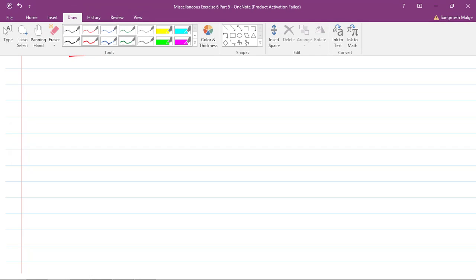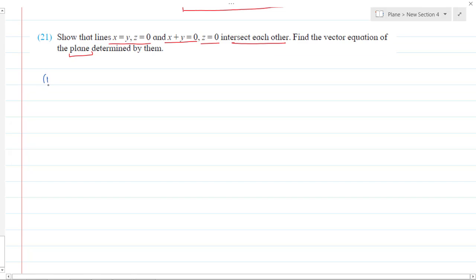One is the point, that is a bar, and the other is n bar. The given information is: the first line is x equals y and z equals 0, and the second line is x plus y equals 0 and z equals 0.